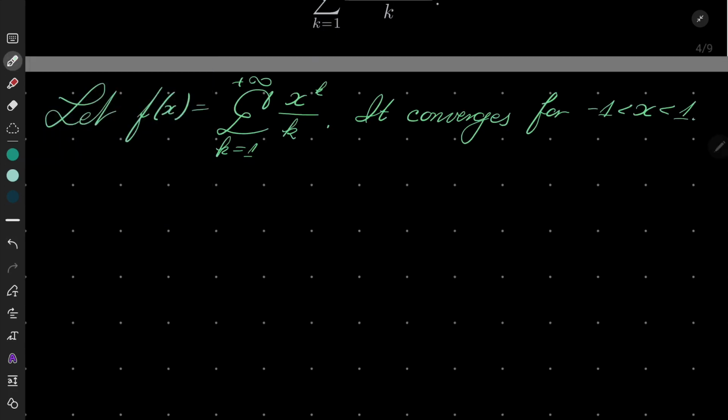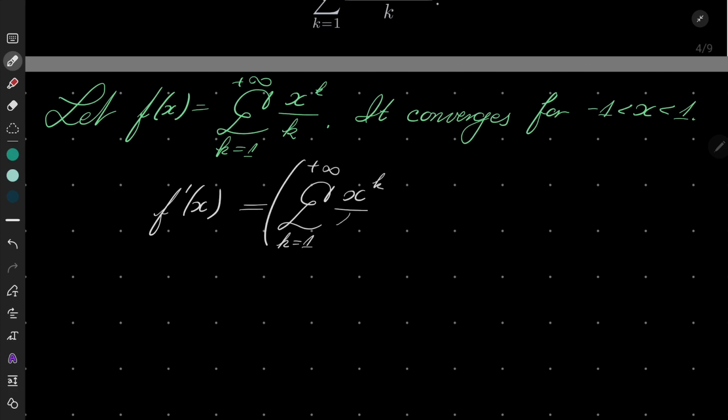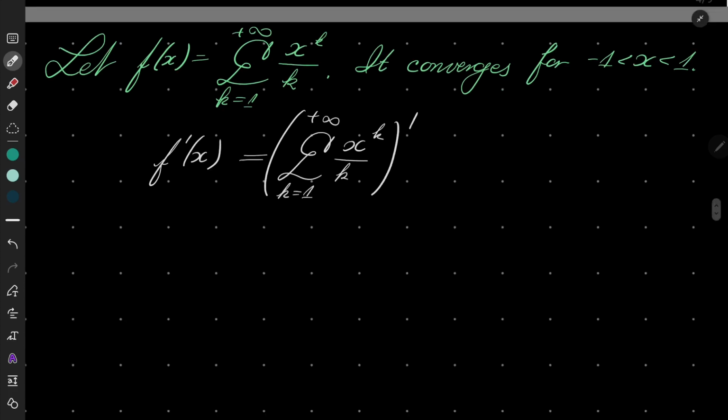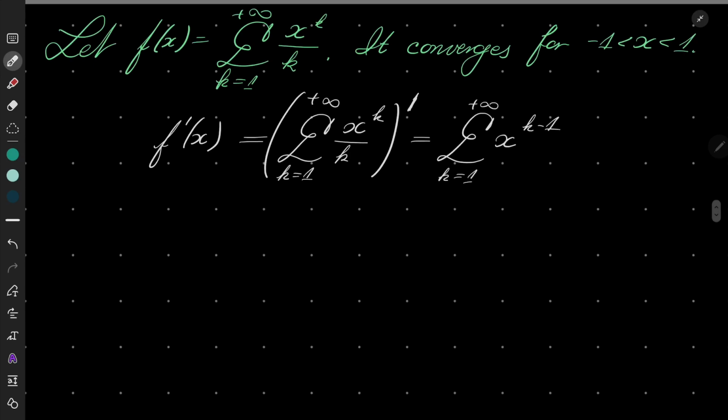Okay, and now I will differentiate my function. And by the hint which I gave you, we may take our derivative inside of our series. And if I do it, I will get x to the power k minus 1, and if you look closely, it's x to the power of 0 plus x to the power of 1, x squared, and so on. It's 1 over 1 minus x.